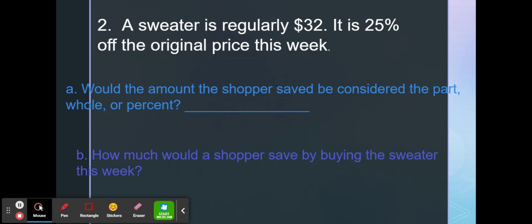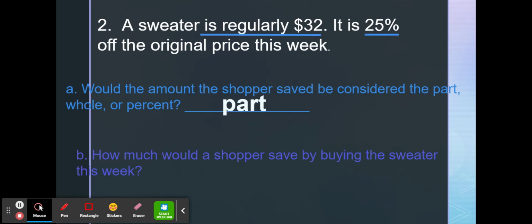So a sweater is regularly $32. It is 25% off the original price this week. So I want to know, would the amount the shopper saved be considered the part, the whole, or the percent? Write this down. It is the part.